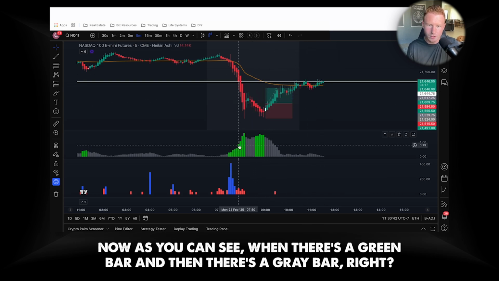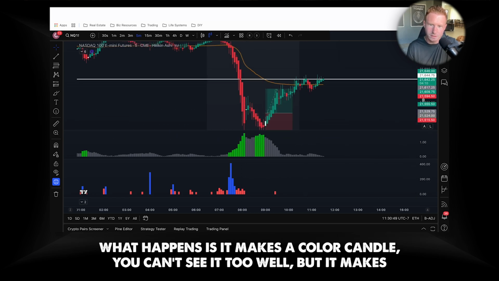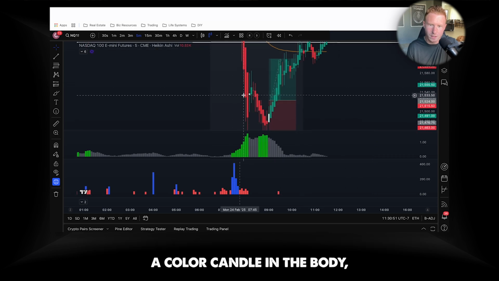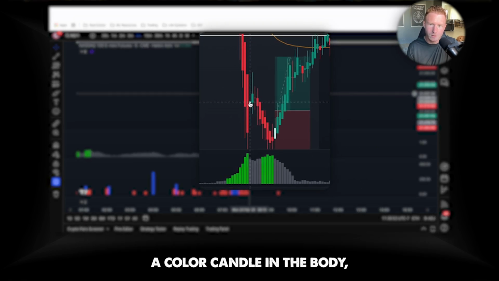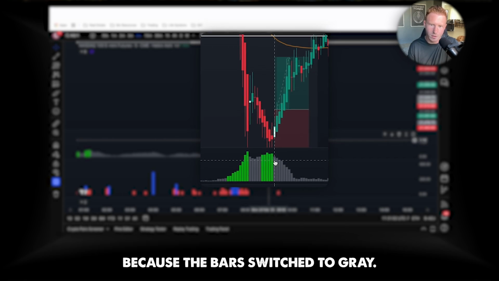Now, as you can see, when there's a green bar and then there's a gray bar, right? So the volatility drops. What happens is it makes a colored candle. You can't see it too well, but it makes a colored candle in the body, right? It did it here, as you can see. Green bars again, and then made another colored candle here, right? Because the bars switched to gray.